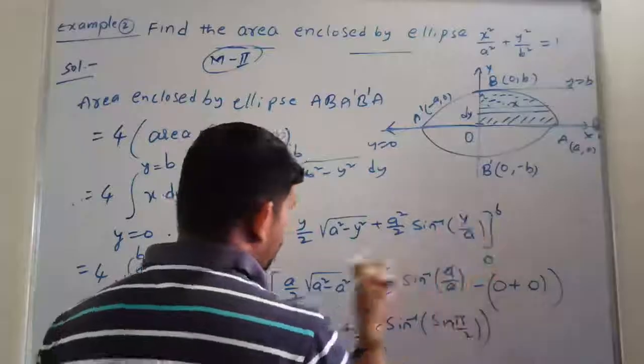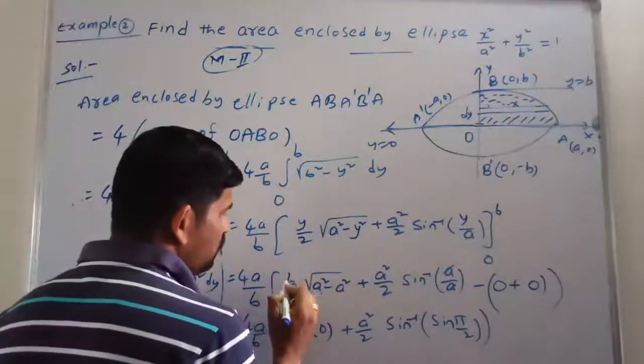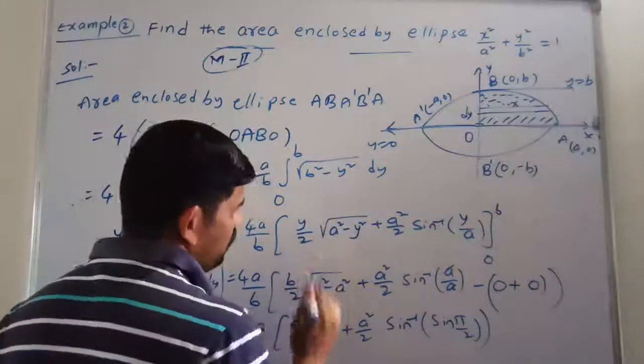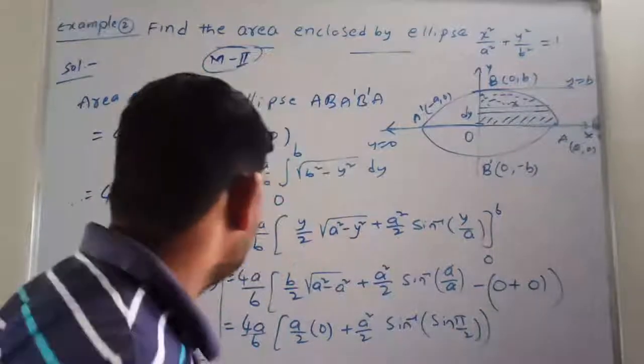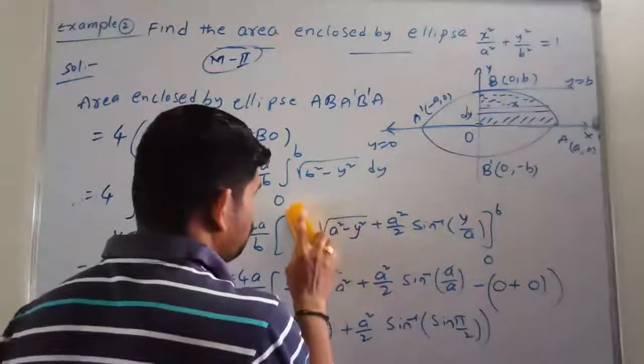Next one, upper limit is b. Just apply the upper limit, in place of y is b. So I will do the total part here. Just I will drop this one.